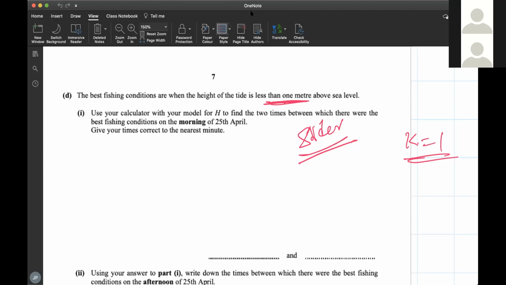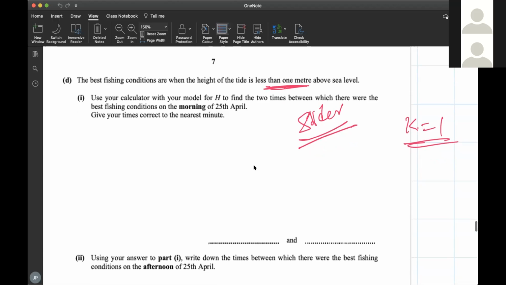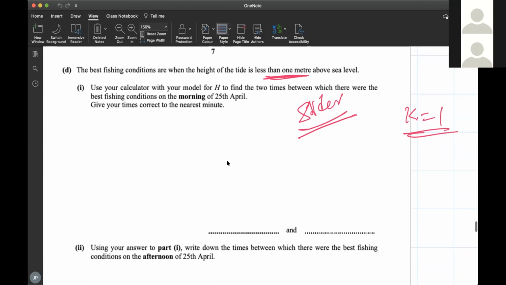This is why I wanted to introduce you to the slider and show how in Paper 6 you can use it. They have given you the value for this. How can I find out the other timings? So this is the question in context. Let's use this value of K and find out the best timing to fish according to these conditions.